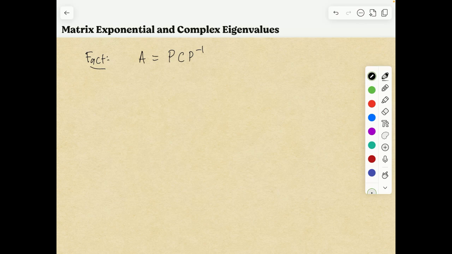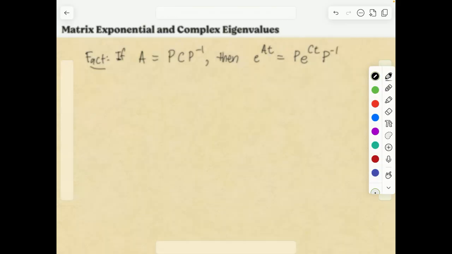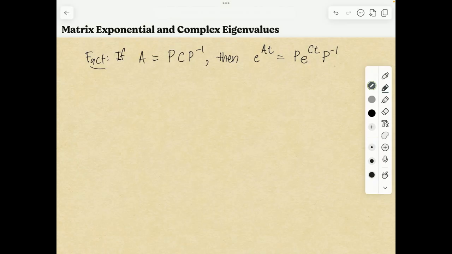So suppose you have a matrix A and it has this matrix decomposition or matrix factorization. Then the matrix exponential e to the At is equal to P times e to the Ct times P inverse. Okay, so the proof of this is an exercise.